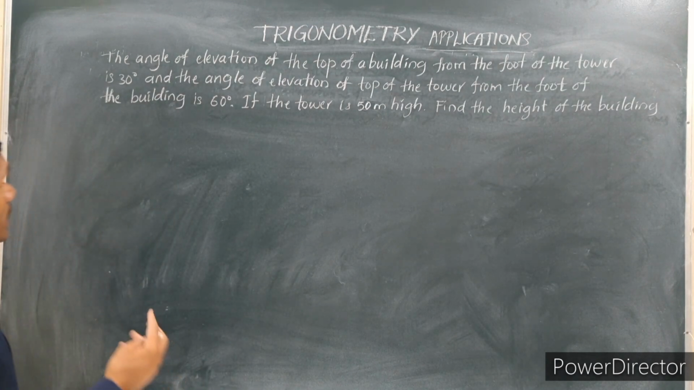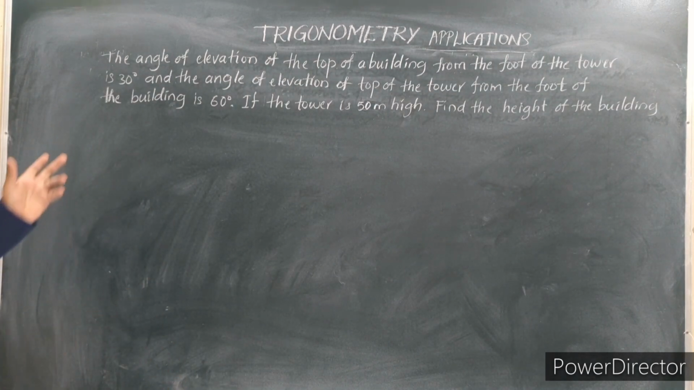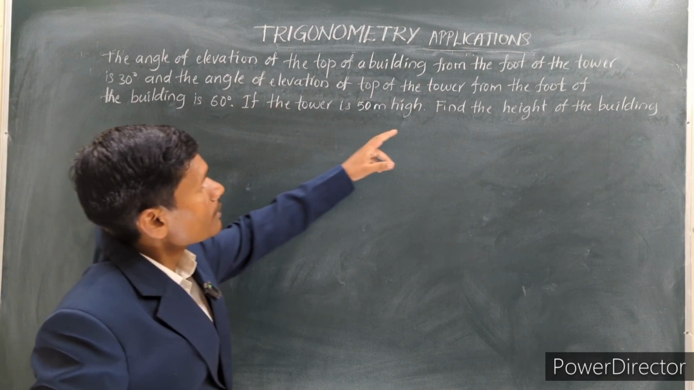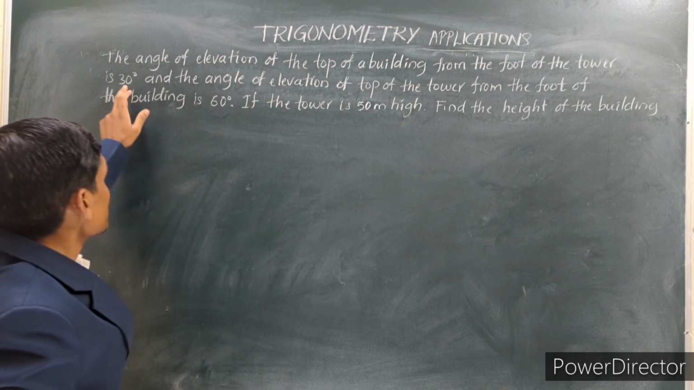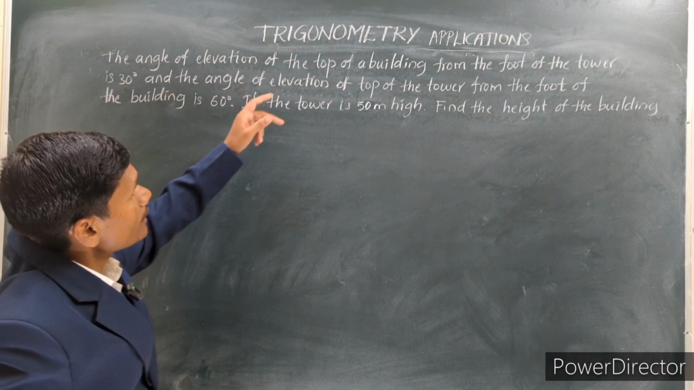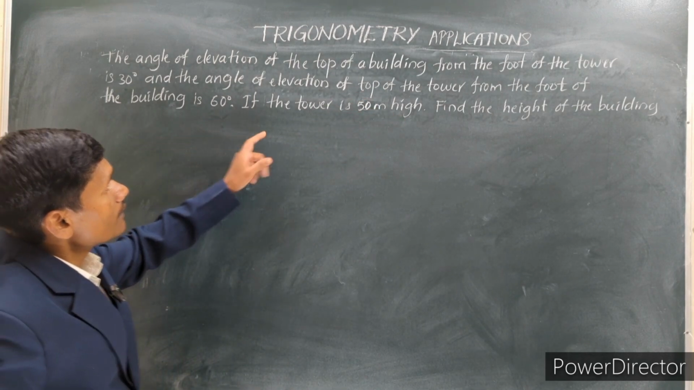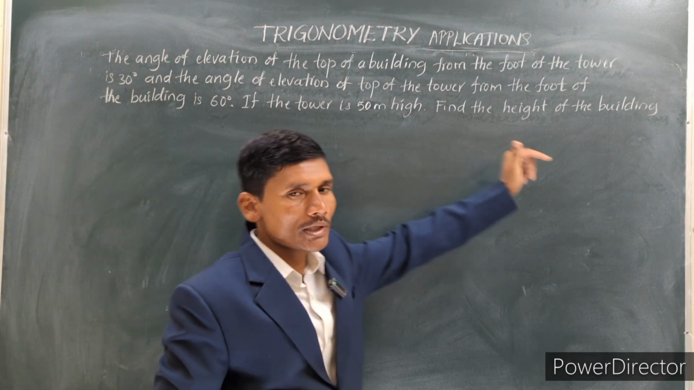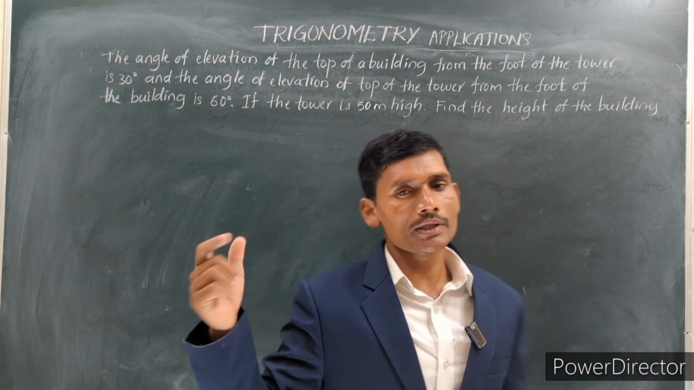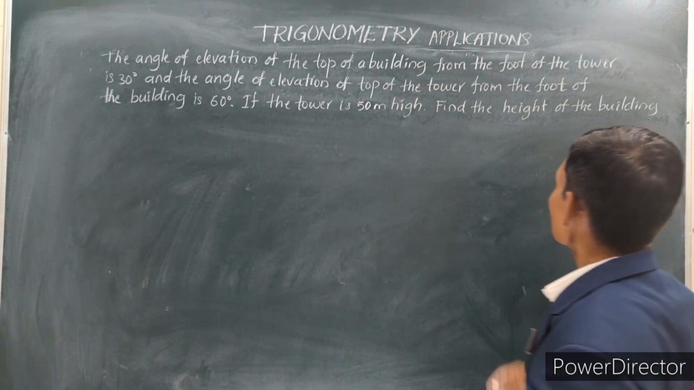Okay, now take the next problem. The angle of elevation of the top of a building from the foot of the tower is 30 degrees, and the angle of elevation of the top of the tower from the foot of the building is 60 degrees. If the tower is 50 meters high, find the height of the building they are asking. Let us represent that problem through a diagram.